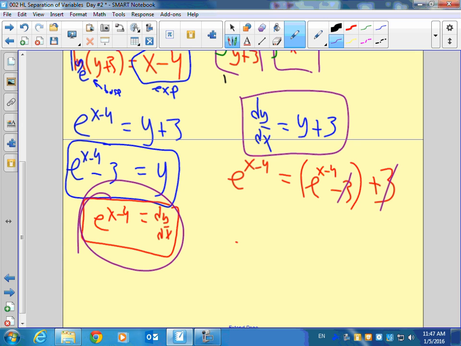Do you see why e to the x, the base e, is so important, not only in biology, but in mathematics? When you start putting it with differential equations, you get e all the time. All the time. This is the answer. Because if you took the derivative of this, e to the x minus 4 minus 3, you get this, which plus 3 gives you the dy/dx. That's amazing. That's incredible.